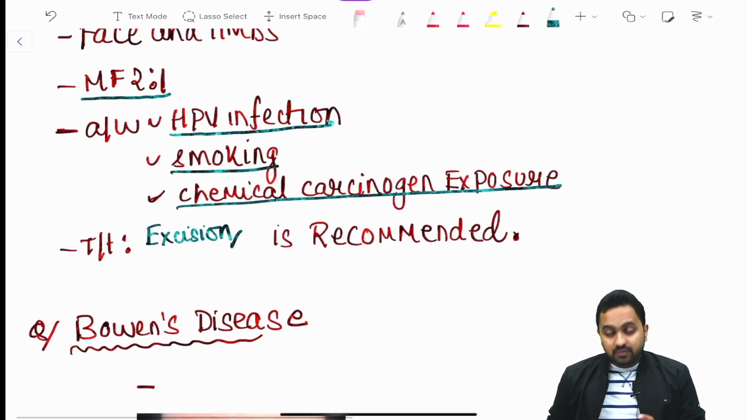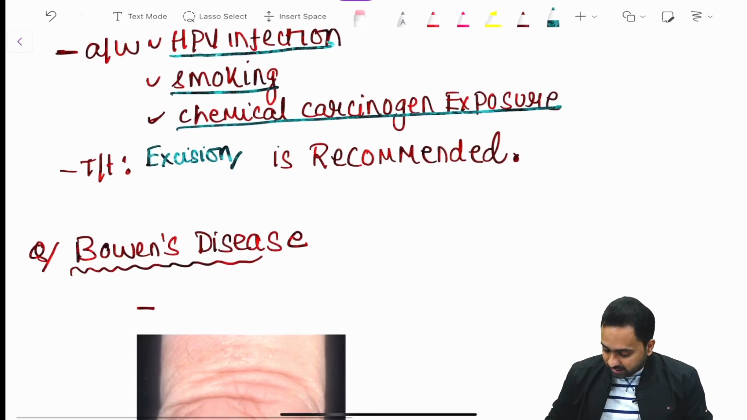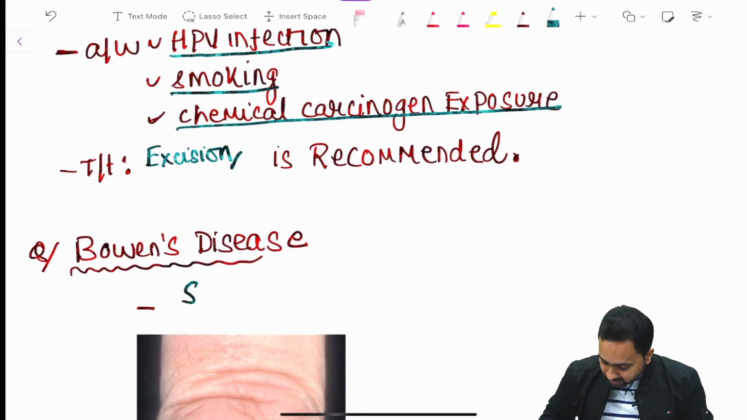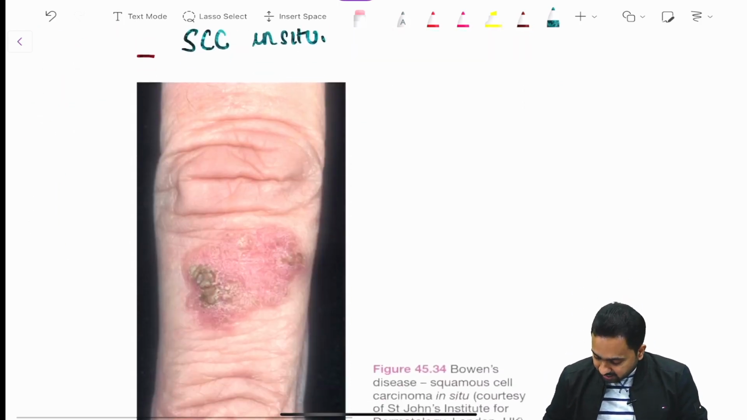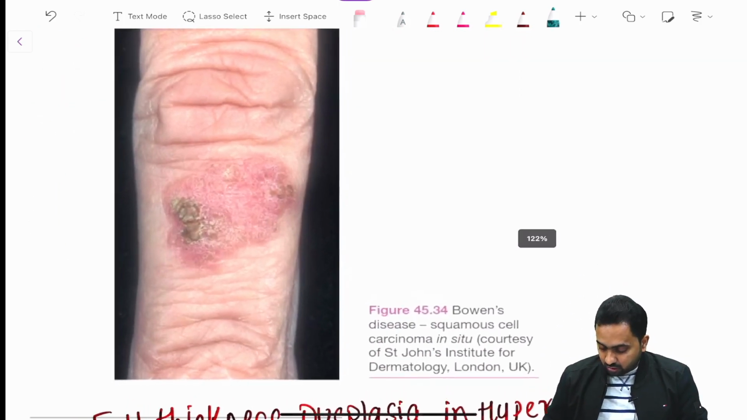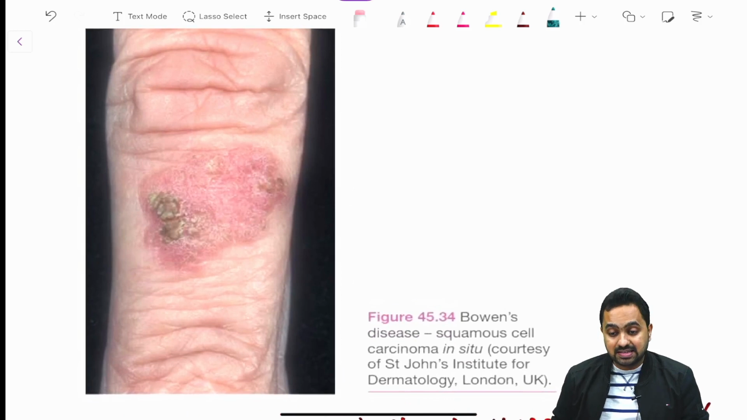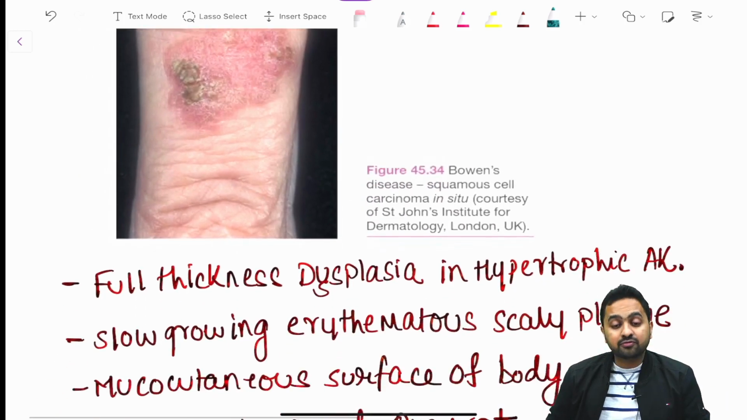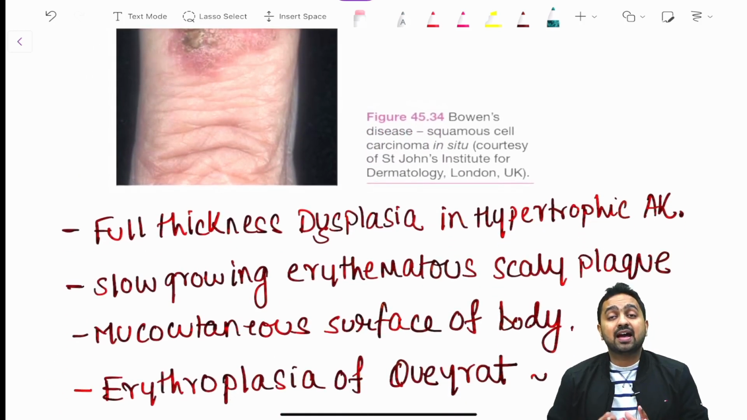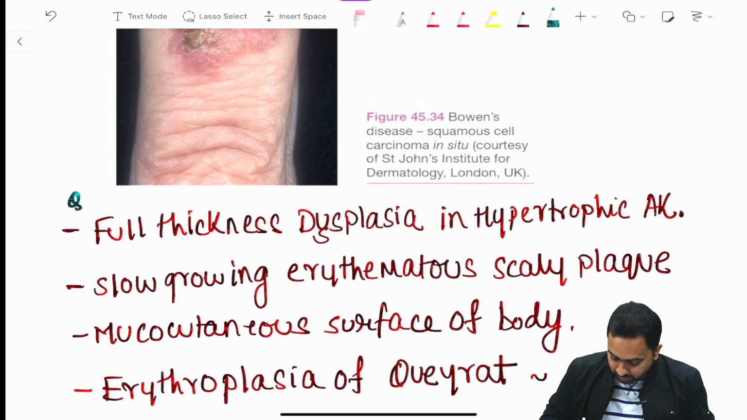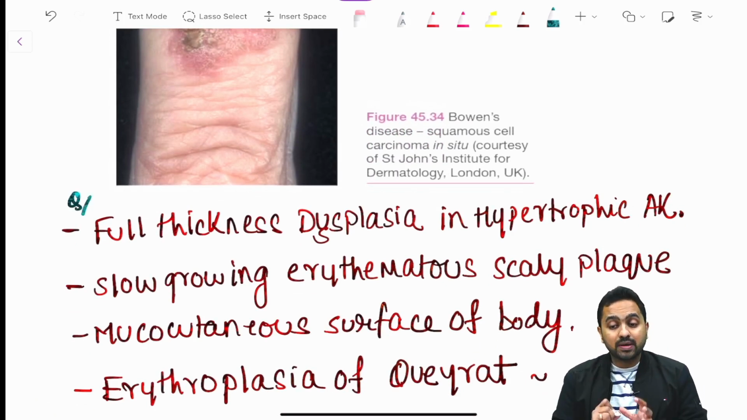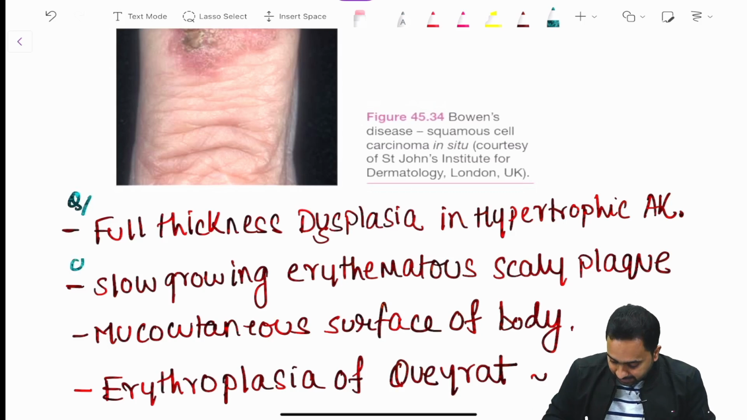Then we have Bowen's disease. So what is Bowen's disease? This is squamous cell carcinoma in situ, right. So we have this image over here which is showing your Bowen's disease, right. So these are full thickness dysplasia in a hypertrophic actinic keratosis. They are slow growing erythematous scaly plaques.